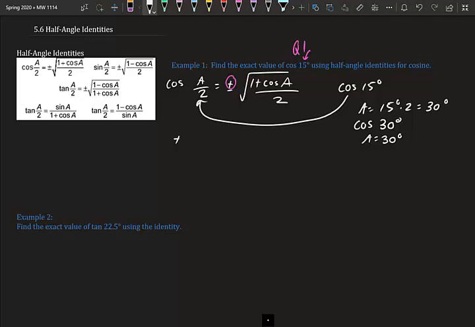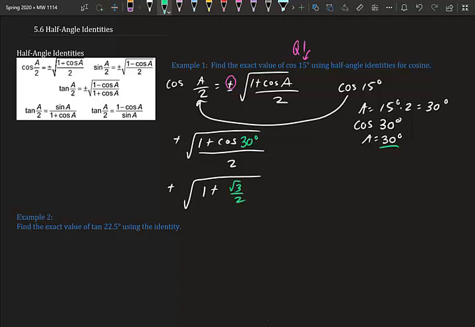We have plus the square root of 1 plus cosine 30 over 2. And we know what cosine 30 is. If you look on your unit circle, cosine 30 is square root of 3 over 2. And that's all over 2.